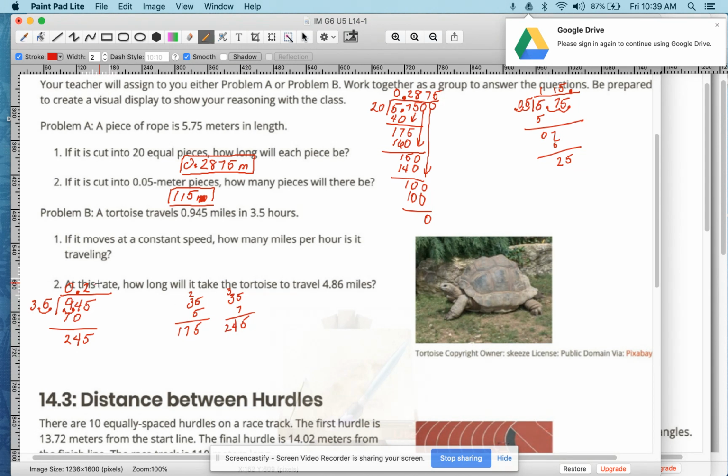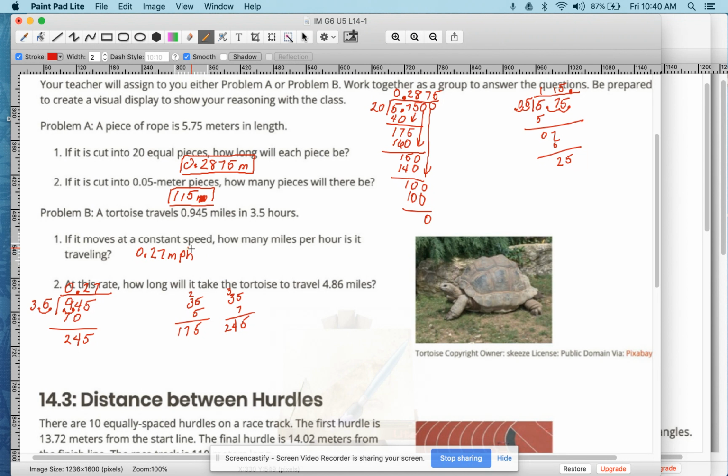So it is 7. So at that rate, if it moves at a constant rate of speed, it is moving at 27 hundredths miles per hour. Now they're saying, well, at this rate, how long will it take the tortoise to travel 4 and 86 hundredths miles? Well, if we have 4 and 86 hundredths miles and we divide it by the speed, which is 0.27, we're going to find out how many miles it travels in that amount of time.